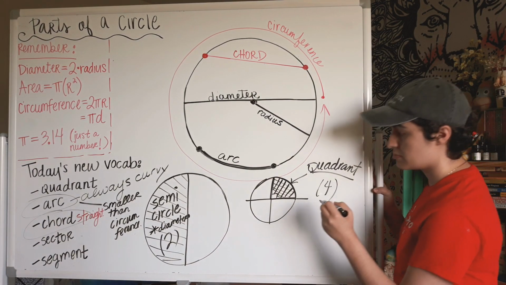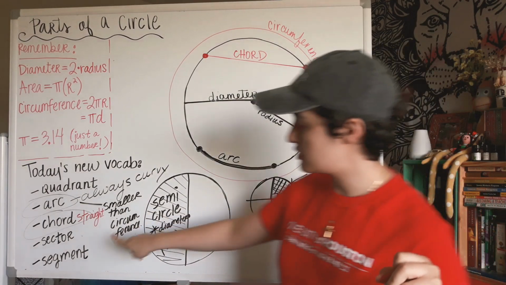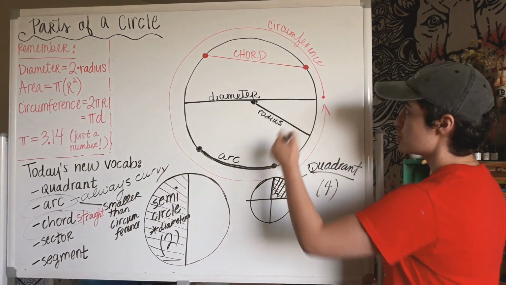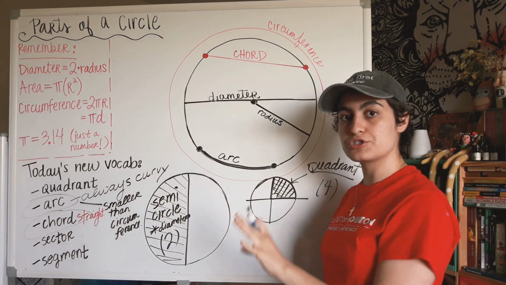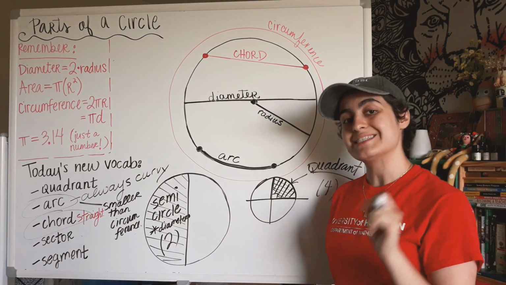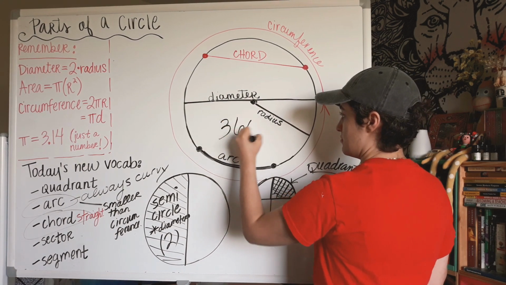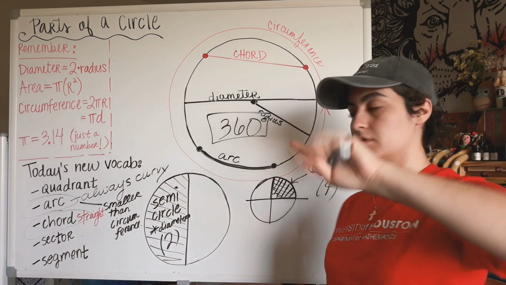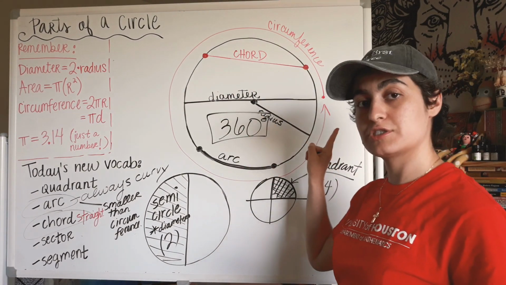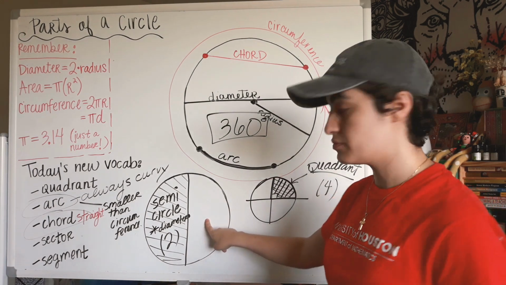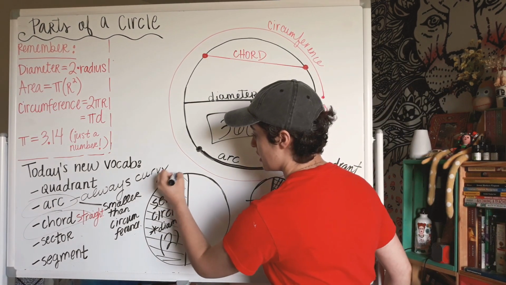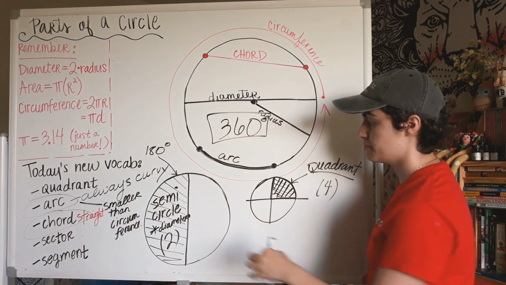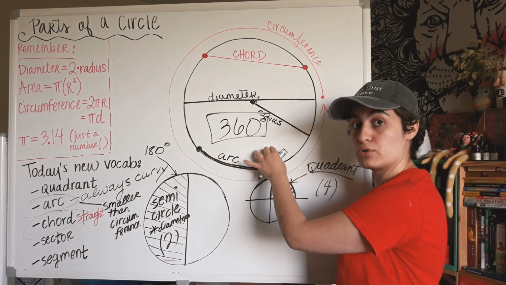Before I move on to sector and segment, I want to talk about the degrees of a circle just for a little bit. The total degrees of any circle is 360. So you go around, that's 360. A semicircle would be 180, because a semicircle is half of a whole circle.